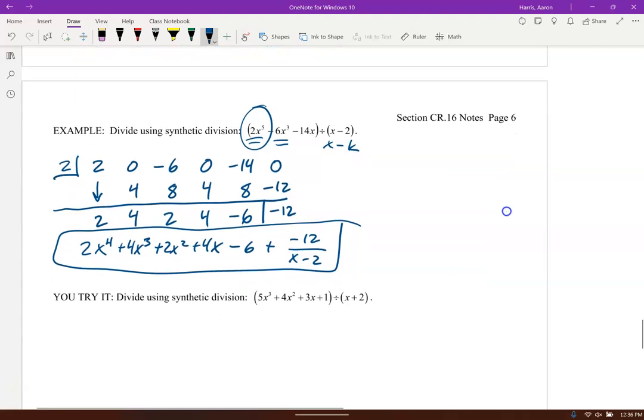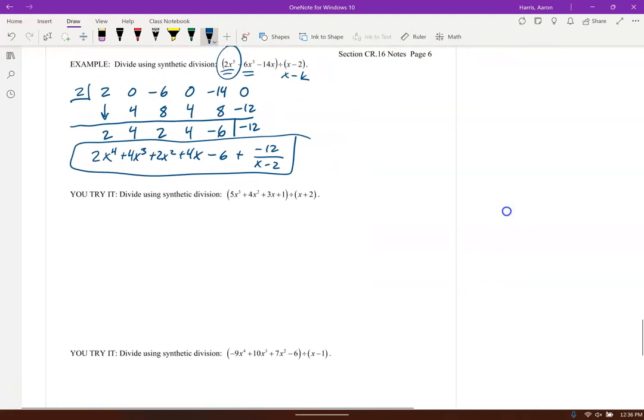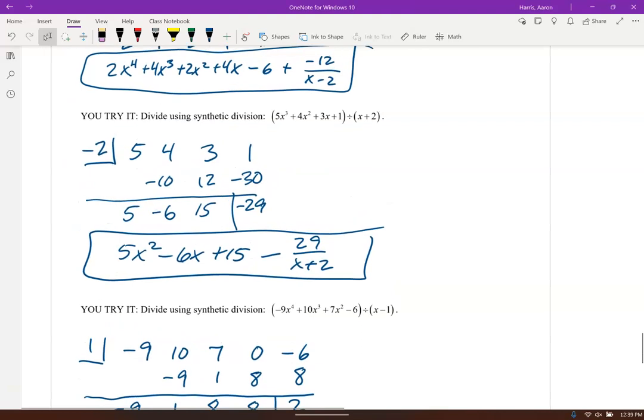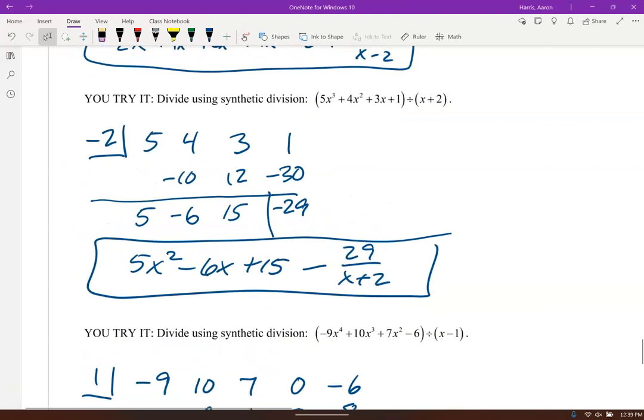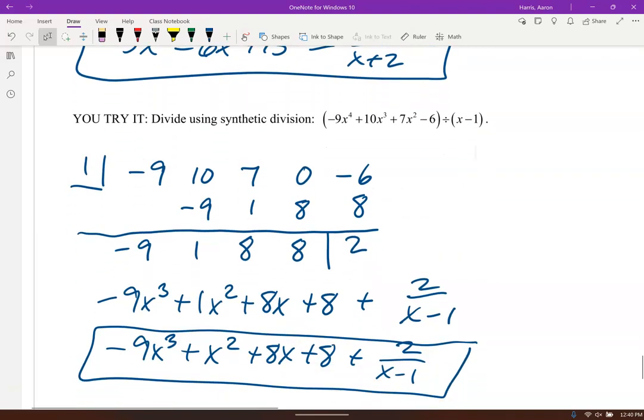All right, I've got 2 of these You Tries, so you guys go ahead and do those 2. Let me pause it. Go ahead, check yourself with both of those. There's that first one. And here's the second one.